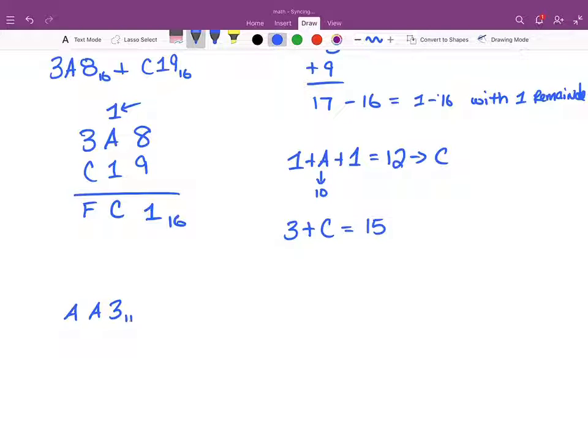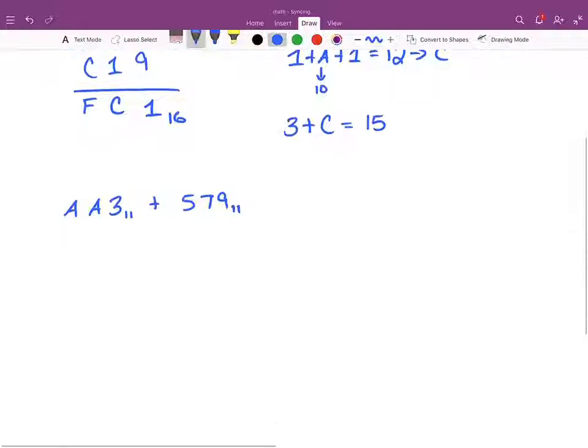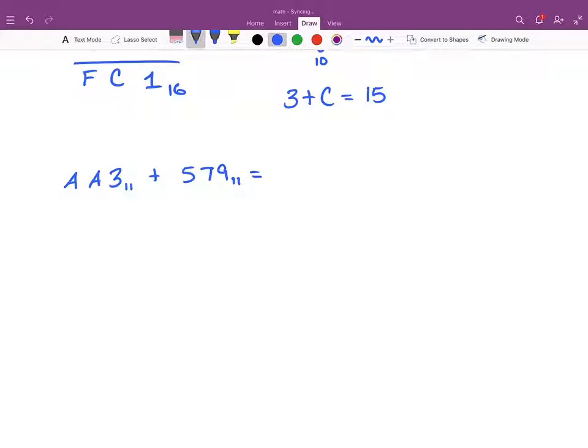So if we had to add something else, if we had A3 base 11 plus 579 base 11, the way we would add this is, I'm going to write it in our normal way, stacking on top of each other, A3 and 579. The first thing we do is add 3 plus 9. That's 12. Take 11 out of there. So you get 1 with a remainder of 1.